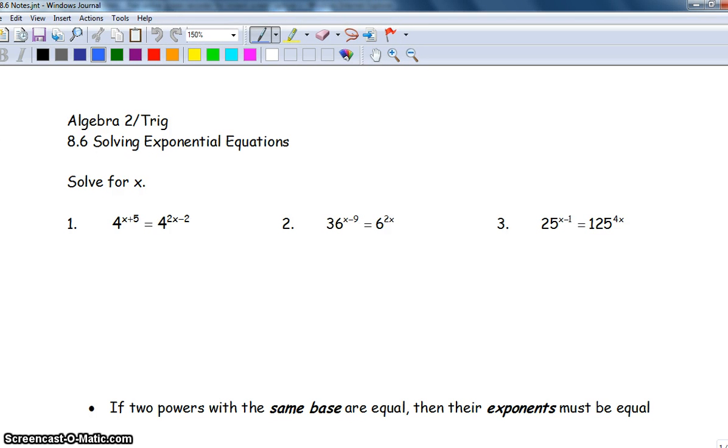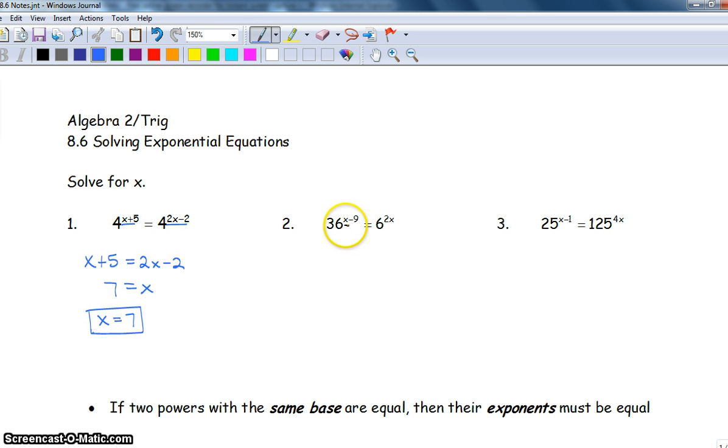Today we are going to look at 8.6, solving exponential equations. First, we're going to start off easy. If I've got 4 raised to the x plus 5 power is equal to 4 raised to the 2x minus 2 power, in order for these two quantities to be equal, if they have the same bases, that means their exponents must be equal. So I set x plus 5 equal to 2x minus 2. Solve for x, so I move the x over, move the 2 over, and we get x is equal to 7.